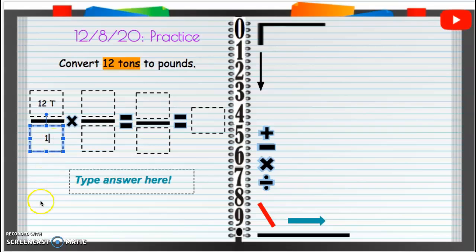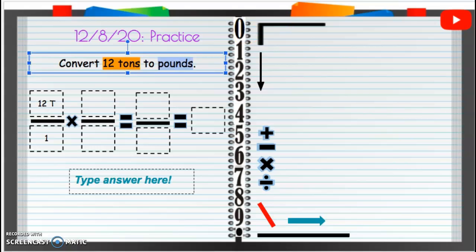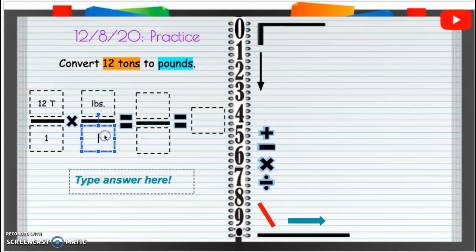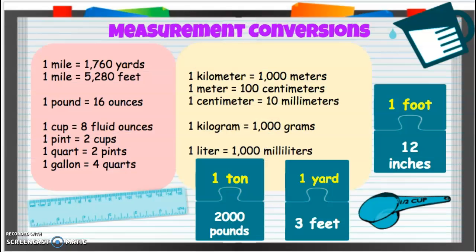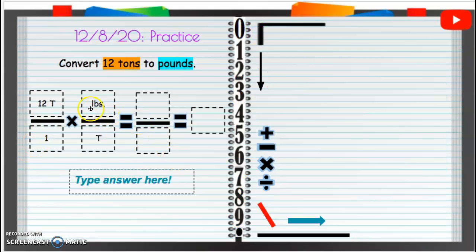Remember, we can always put that over 1 to make it into our fraction. Now, we're trying to convert from tons to pounds. So we're trying to convert to pounds, or LBS. And we're trying to get rid of that T for tons. Let's take a look at our conversion for pounds and tons. Here we go. We have 1 ton equals 2,000 pounds.